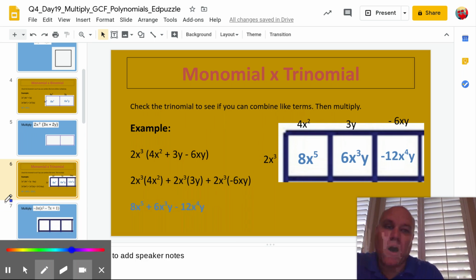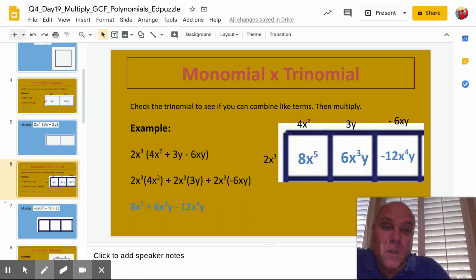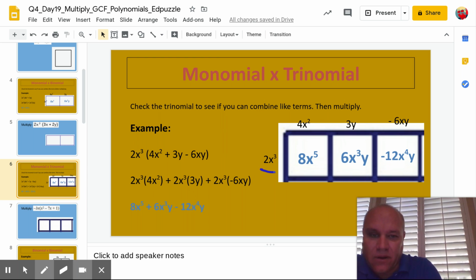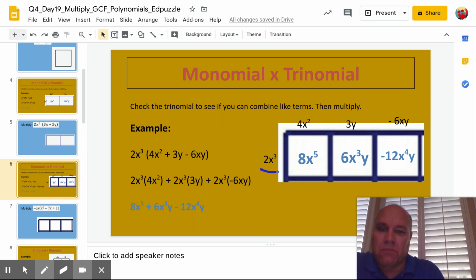Now we're going to multiply a monomial by a trinomial. So when we do our generic rectangle, we actually need a 1 by 3. 1 for the monomial. So our monomial, 2x to the third. There's my monomial. And then we're going to multiply by the trinomial, 4x squared plus 3y minus 6xy.